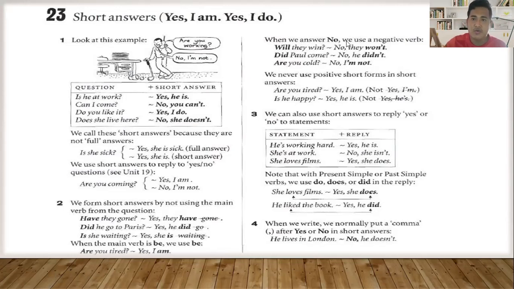Next point. When we answer no, we use a negative verb. "Will they win?" "No, they won't." "Did he come?" "No, he didn't." "Are you cool?" "No, I'm not." You see, this is the answer that we use. The next one: we never use a positive short form in a short answer. Never use a positive short form in a short answer.